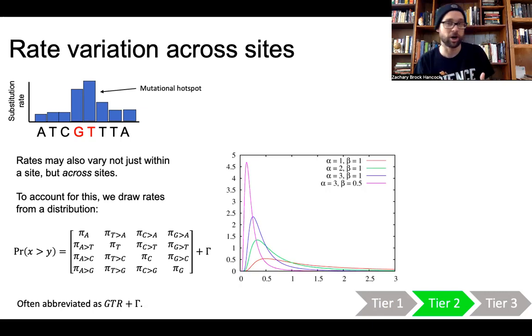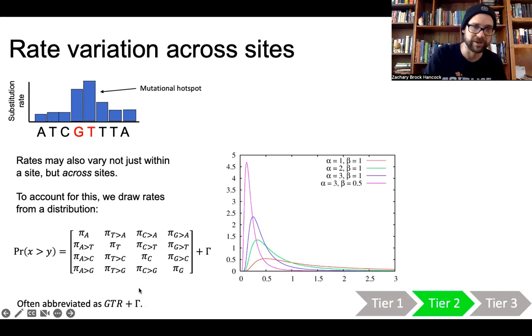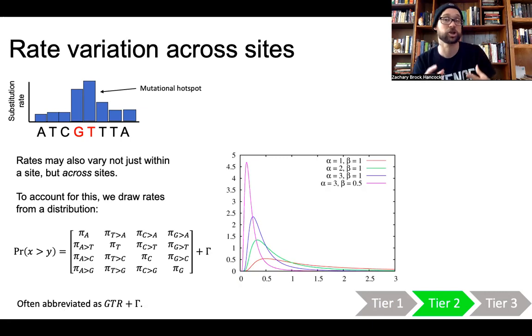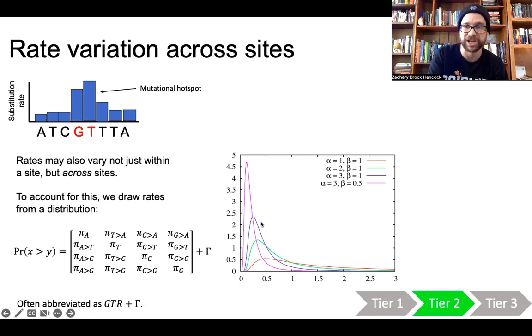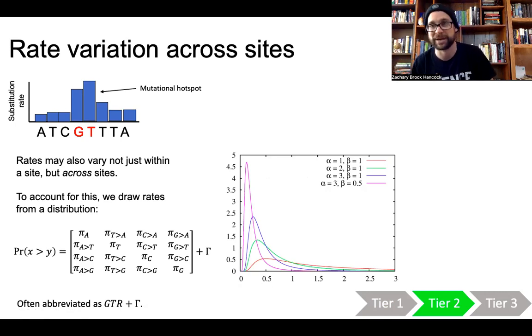So let's take our GTR model, which is shown right down here, and let's add this additional parameter that we generally call gamma. So what you often see is GTR plus gamma. Now what the gamma represents is that as you go to each and every site, you're going to draw the rate parameter from a distribution, and that distribution is gamma distributed. Now gamma distributions have shape parameters that are determined by alpha and beta, and so right here I'm showing you different shapes of that gamma distribution given different values of alpha and beta.